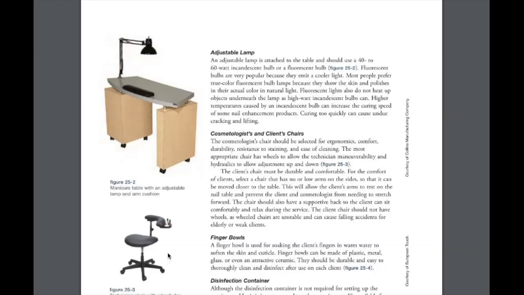Then we have finger bowls. Your finger bowl is used for soaking, which is this right here. We've all seen them at the nail salon, if some people are getting manicures or if you've gotten them yourself. They have warm water to soften the skin and the cuticle. Finger bowls can be made of plastic, metal, glass, or even an attractive ceramic. They should be durable and easy to thoroughly clean and disinfect after each use from each client.